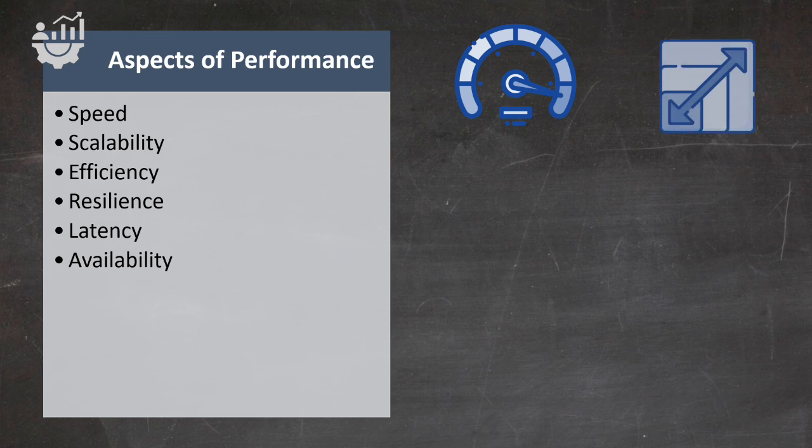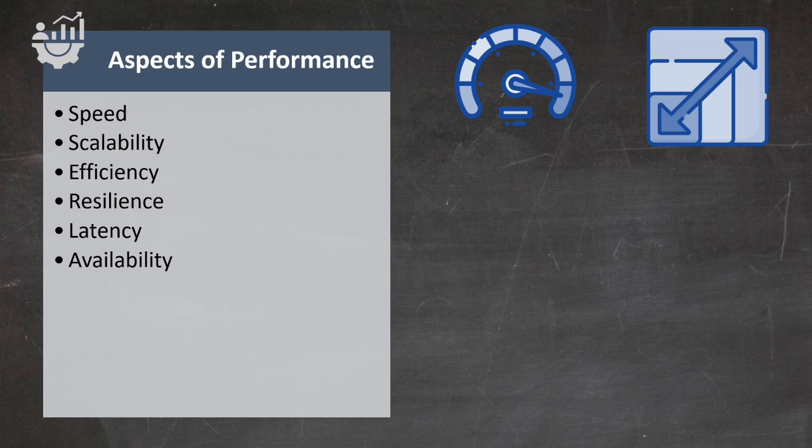Second, scalability is the system's ability to handle increased load by adding resources. It's crucial for maintaining performance as demand grows. Please check my previous tutorial where I explained the differences between horizontal scaling and vertical scaling.